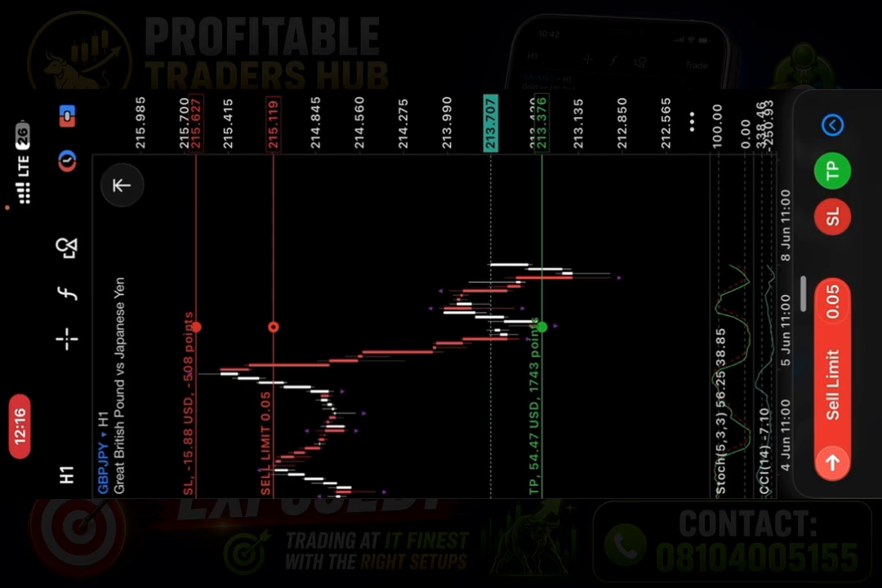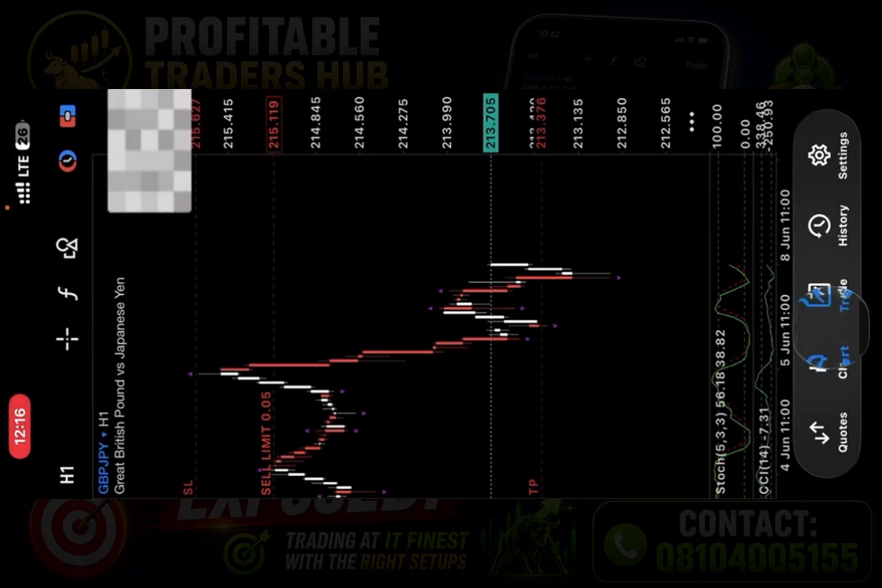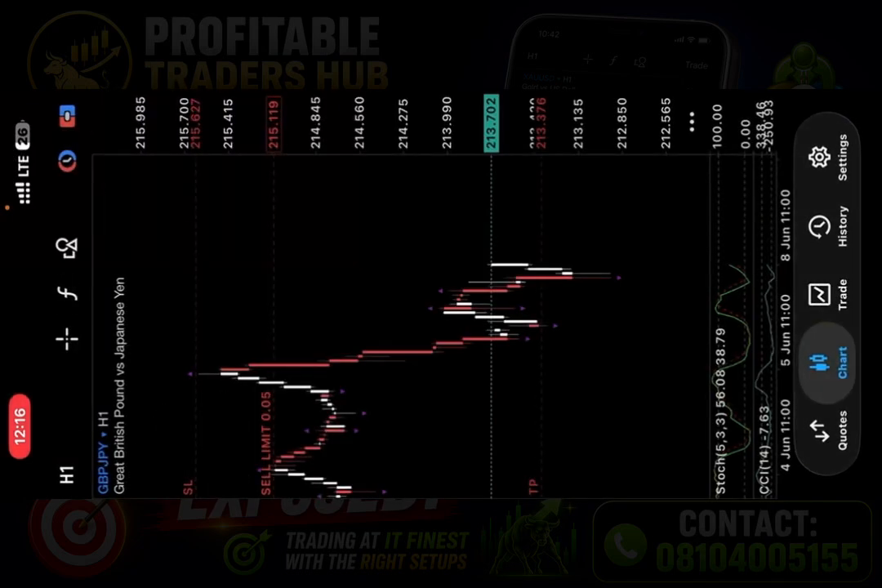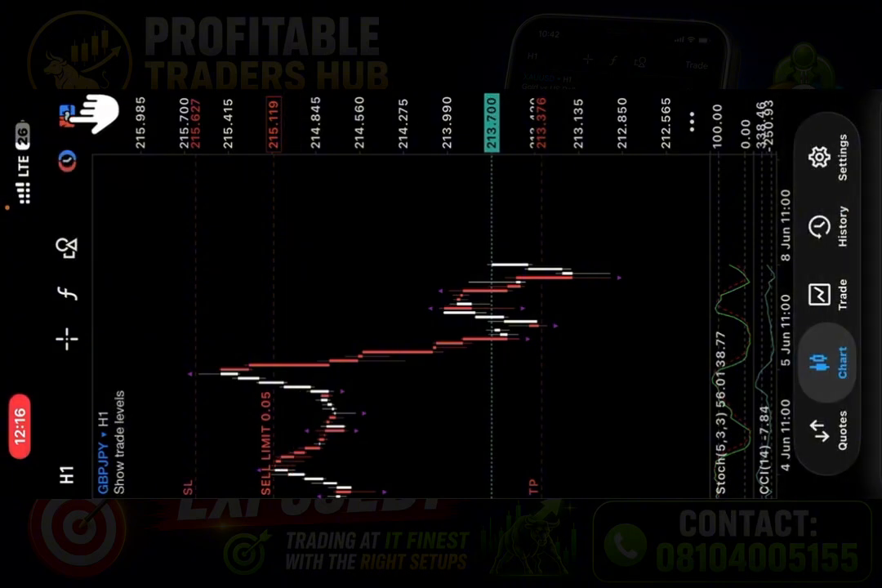Now, if you want to do market execution, let me show you how to go about it. You could see the arrow at the downside, sell limit. You just click this way. Done. The limit has been set. Come to trade, and you see the sell limit has been placed already. Good. Now let's come to quick execution.